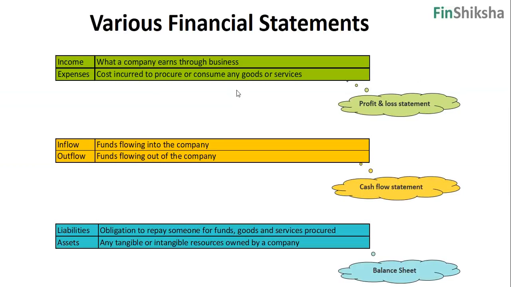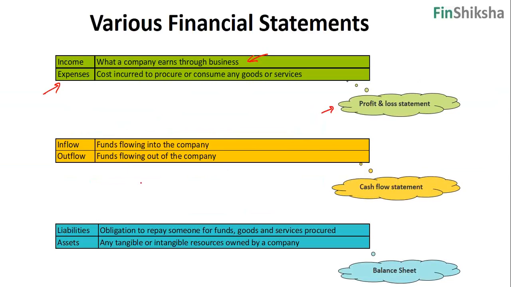So the first concept that we need to understand is that there are 3 broad financial statements which are available. There's a profit and loss statement or the income statement, which tells you about the company's business, what the company earns through its business, and the company's expenses. What kind of costs does it incur as it conducts that business.